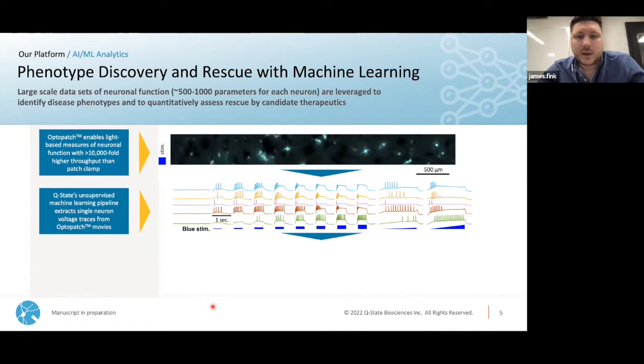in this way. These are actual Optopatch recordings. And for those of you who've done patch clamp, these look almost identical to the types of signals you'd get from single cell patch clamp. And that's again because we're able to extract the information from each pixel associated with each neuron. And then with the blue light stimulation and the red light recording, understand how these neurons are behaving.